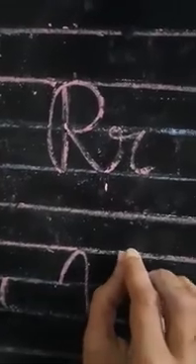Now joining V, go up, take a turn, come down, again take a little curve, go up and make a curve like this. Okay, and नीचे से join करते हुए we'll make small V. And what is this? This is joining V. Joining U, joining V.